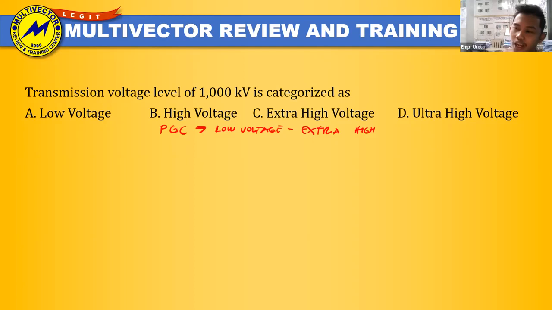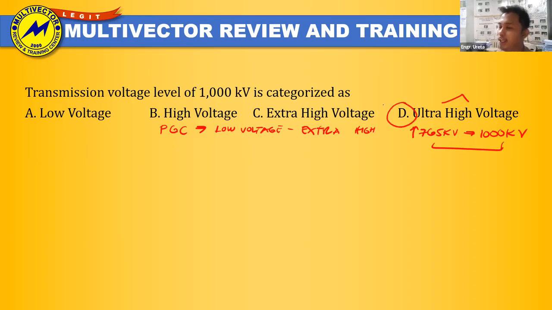Okay, with respect to the ultra high voltage category, ang range dito ng voltage is around anything above 765 kV up to 1,000 kilovolt. Kapag yan yung voltage mo, under ultra high voltage yung category mo. Kaya ang tamang sagot, letter D. Syempre hindi nyo mababasa sa PGC yan, hindi pa kasi available yung voltage level na ganyan sa atin. Up to 500 kV pa lang.